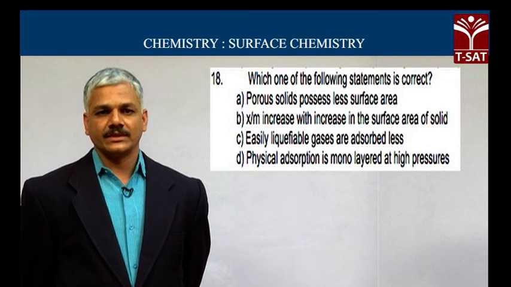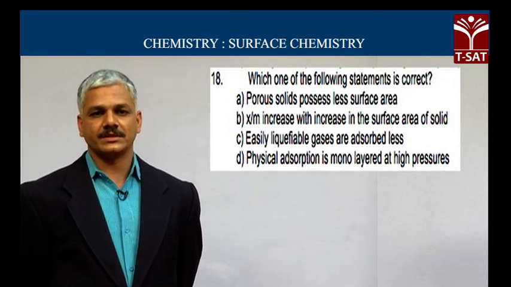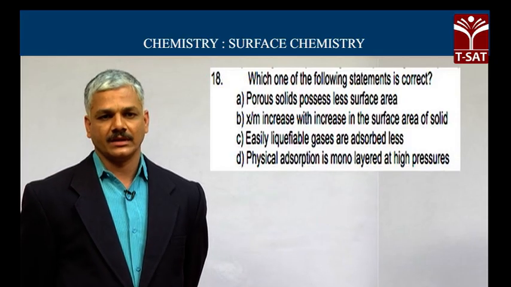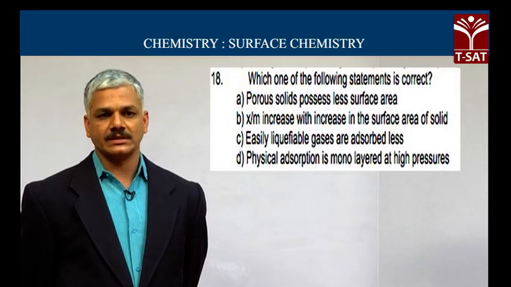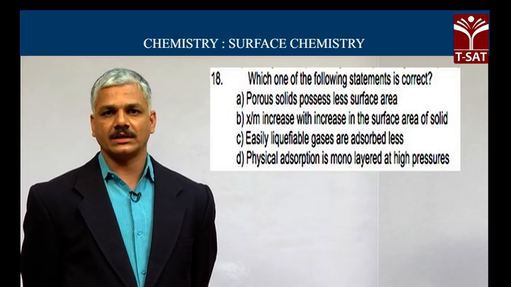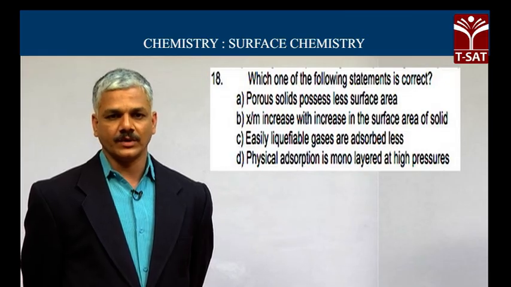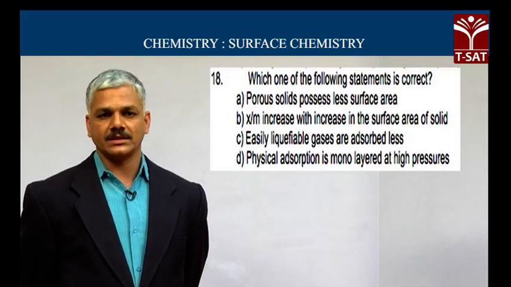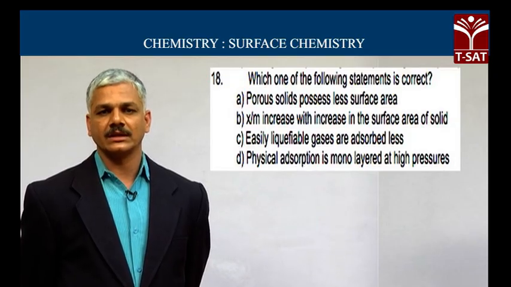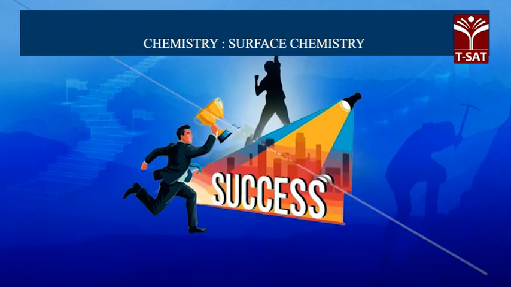18th question. Which one of the following statements is correct? Given options are A. Porous solids possess less surface area, B. Extent of adsorption x by m increases with the increase in the surface area of solid, C. Easily liquefiable gases are adsorbed less, D. Physical adsorption is monolayered at high pressures. Correct option is B. Extent of adsorption increases with the increase in the surface area of adsorbent, that is solid.